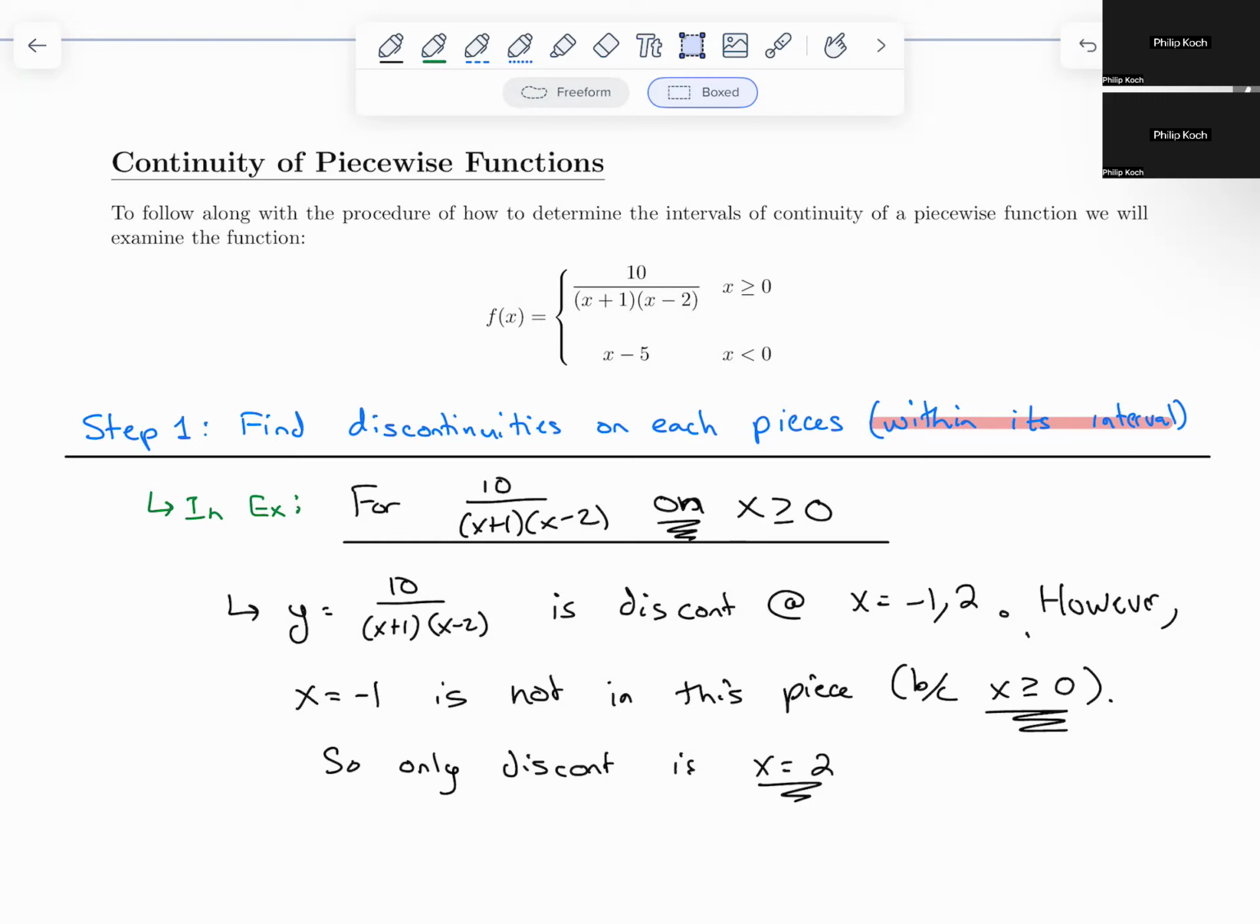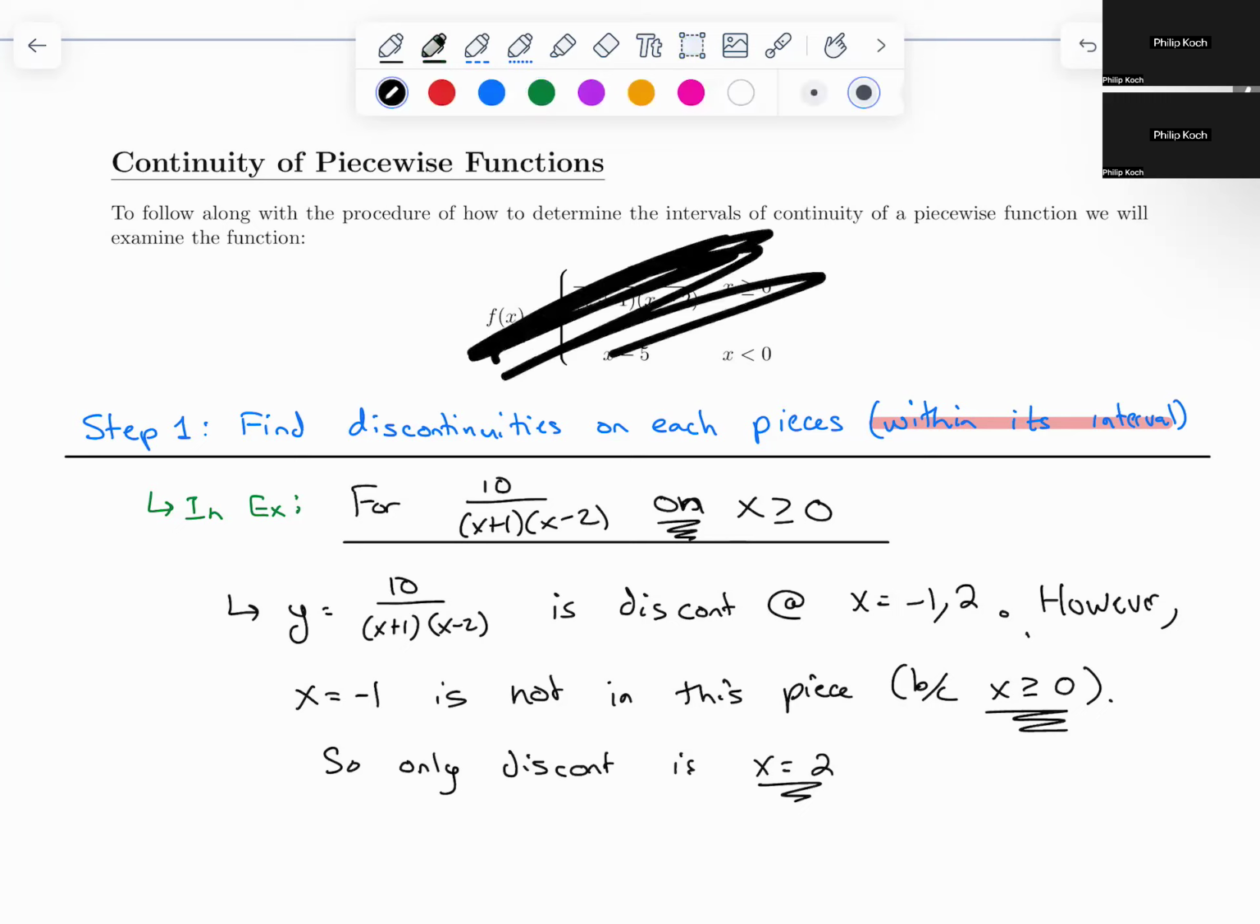Step one was to find all the discontinuities on each piece within its interval. There are two pieces here. The first piece, the top piece, is 10 over (x plus 1) times (x minus 2). And then the second piece is x minus 5 for x less than 0. If you're just examining the function 10 over (x plus 1)(x minus 2), then it's discontinuous at negative 1 and 2.